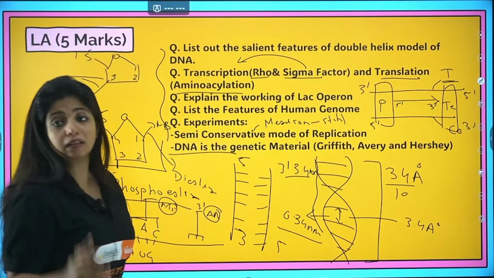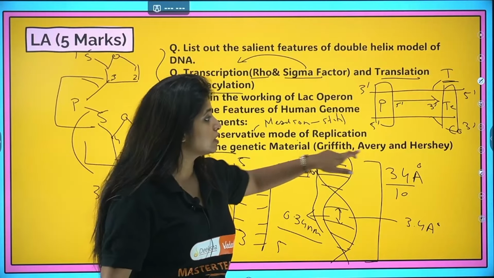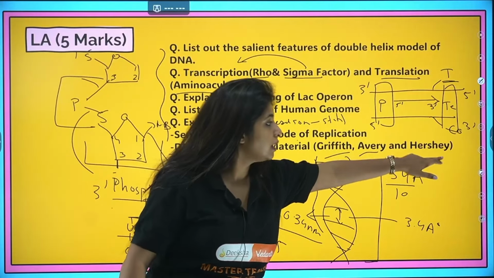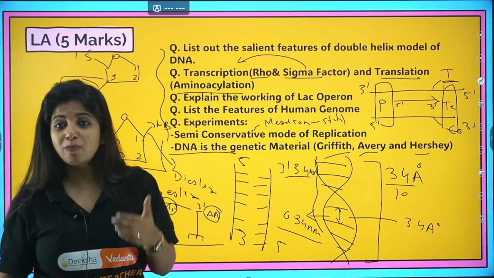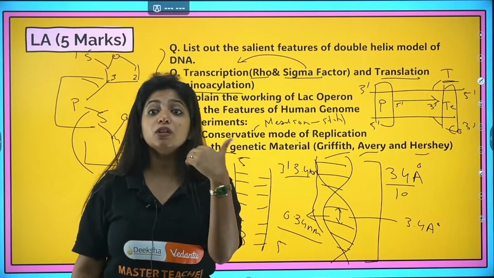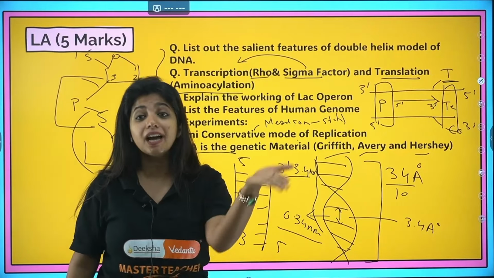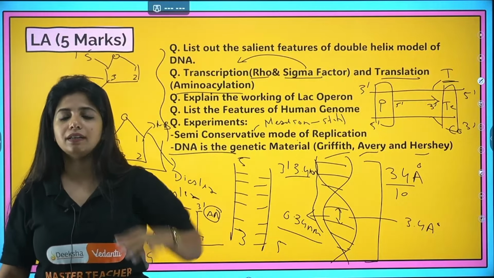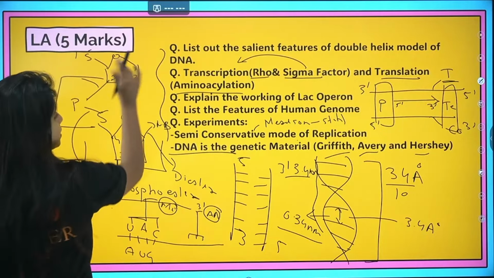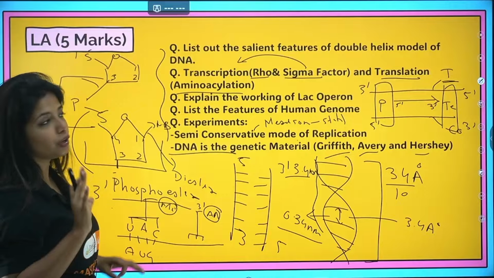DNA is the genetic material. 3 experiments are there. One is of Griffith, then of Avery, MacLeod and McCarty, and then of Hershey and Chase. Please go through the experiment. In Hershey's experiment, bacteriophage is being used. Bacteriophage is a virus. Always remember, it's not a bacteria, it's a virus which infects the bacteria. So all these things have to be covered, my dear children. Make sure you're going through it.